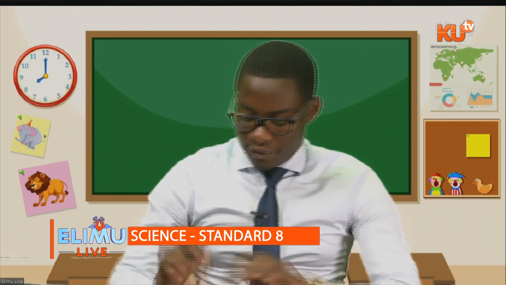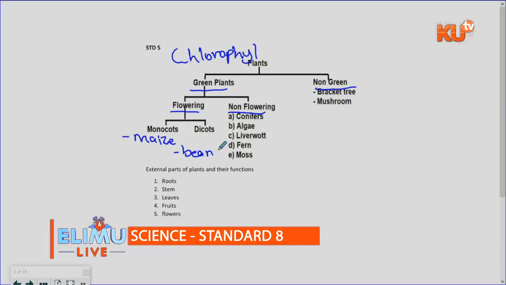Apart from conifers, we have other examples which include algae. Some people call it alga. I like to call it algae. We have liverwort, we have ferns, we also have moss. So these are examples of green and non-flowering plants.